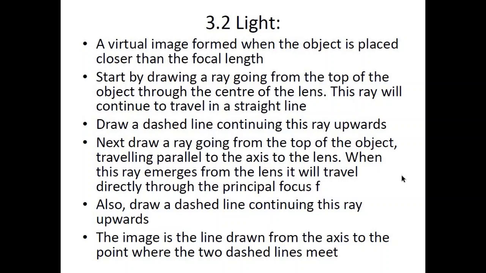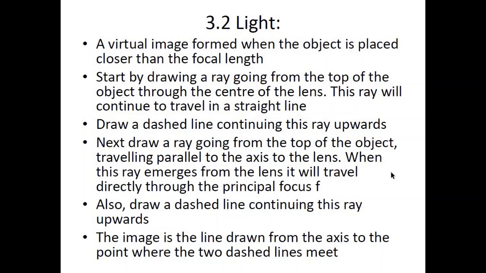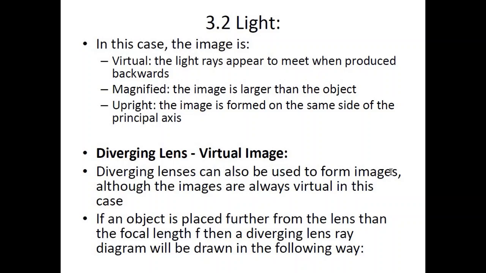A virtual image is formed when the object is placed closer than the focal length, and we have just discussed how to draw this. We simply draw the ray diagram and then we extrapolate their virtual lines, and the point at which they meet, the image would be formed. In this case, the image is virtual, the image is magnified, and the image is upright.